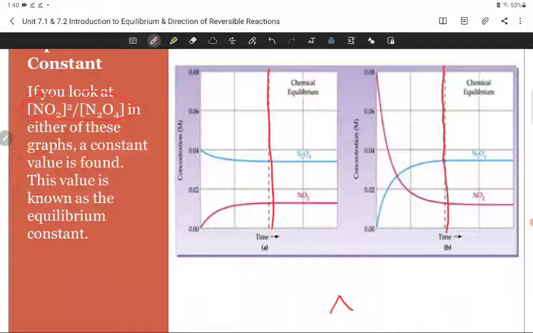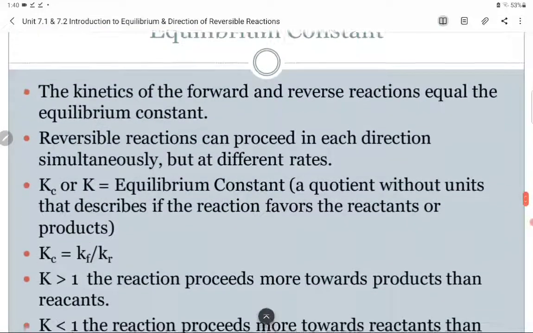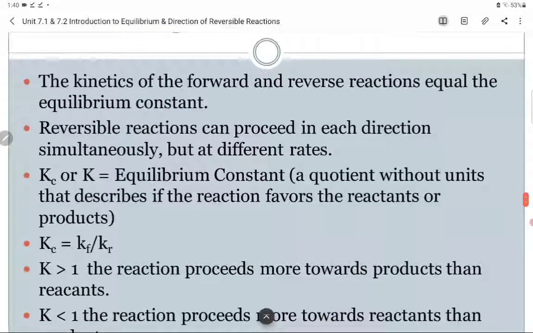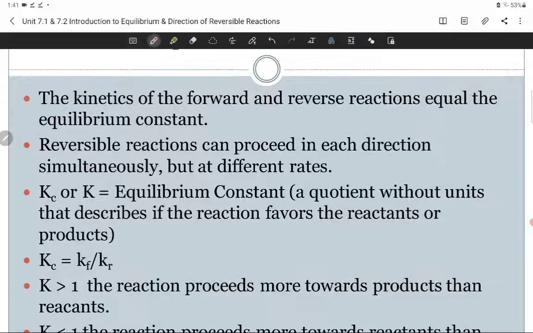And we'll have to study how to indicate that. What do we do with those different things? Well, we'll see what happens in the next couple slides. Okay, so we mentioned the kinetics of the forward and reverse reactions are the same at equilibrium. A reversible reaction can proceed in each direction. We talked about that. They may not have the same rates. And then we're going to represent this equilibrium concept with capital K.